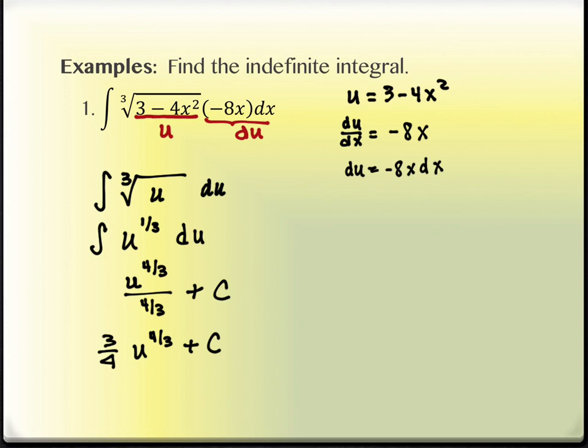But the problem started out in terms of x. So the problem's answer also needs to be in terms of x, or whatever variable you started with, okay? So I need to change that u back into what u is equal to. So u is equal to 3 minus 4x squared. And this says power of 4/3. I'll do this at the same time. Power of 4/3 means this whole thing has a power of 4, and it's underneath a cube root.